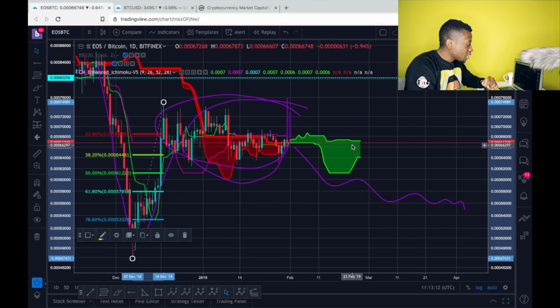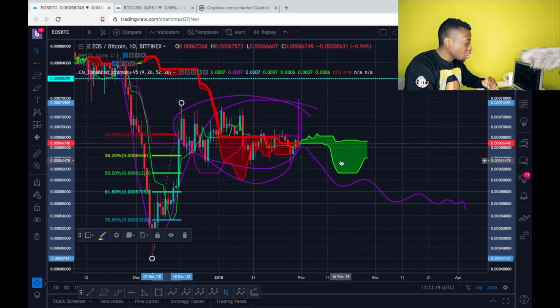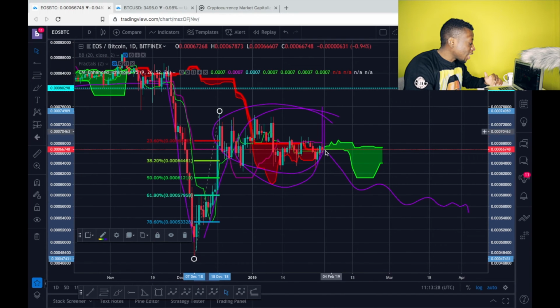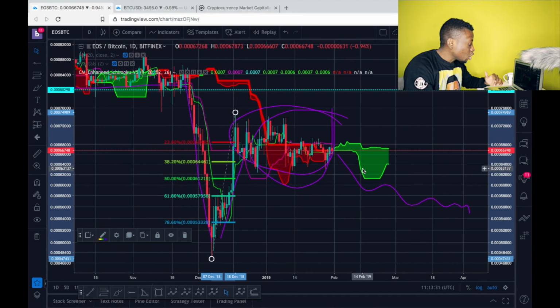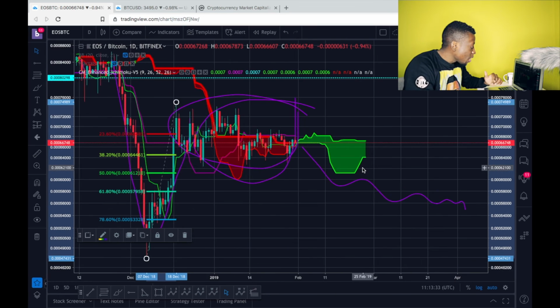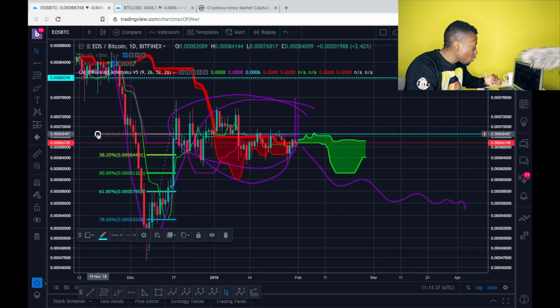So what I'm trying to do right now, if you look at the Ichimoku cloud right over here, it's showing us that there's going to be some good upward momentum, so we can actually catch it a little bit higher. What I'm about to do is observe EOS, and in a few days when we have some upward momentum, I'm obviously going to be shorting it. The most likely place where EOS is going to go is the 23.6% level, so I'm going to be looking for shorting opportunities anywhere above the 23.6% level.